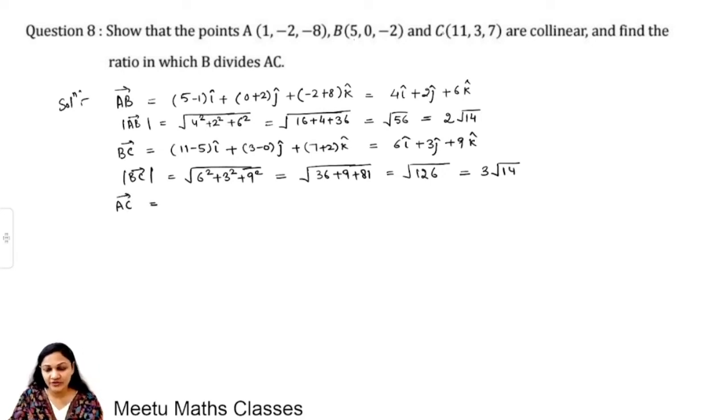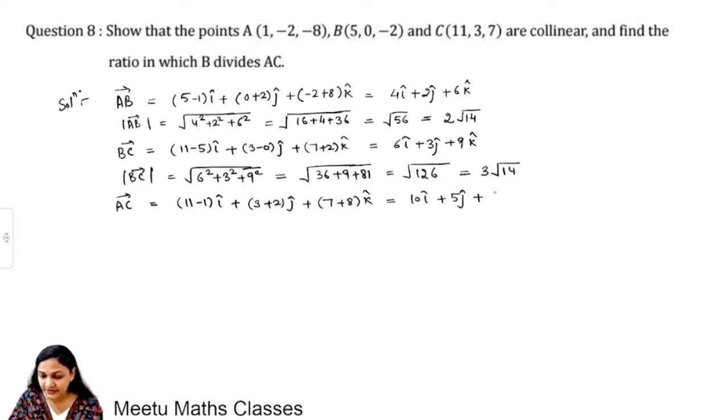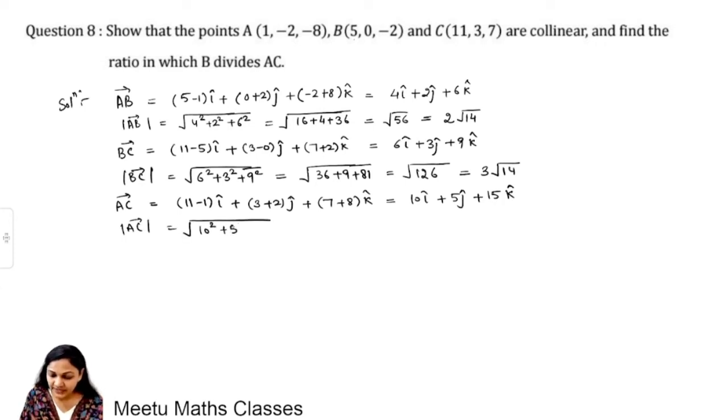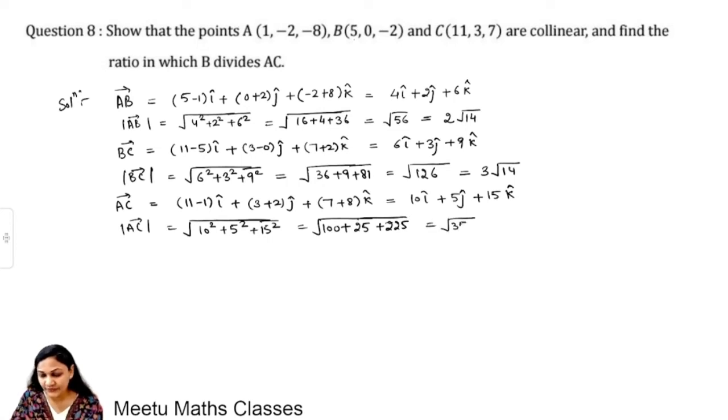Okay, now let us find out the AC vector also. AC vector is the position vector of C minus the position vector of A. So 11 minus 1 i, 3 minus minus 2 j, and 7 minus minus 8 k. So it will be 10i plus 5j plus 15k, and the magnitude of AC is the square root of 10 squared plus 5 squared plus 15 squared, that is 100 plus 25 plus 225. So it will give you root 350, and this is 5 times root 14.